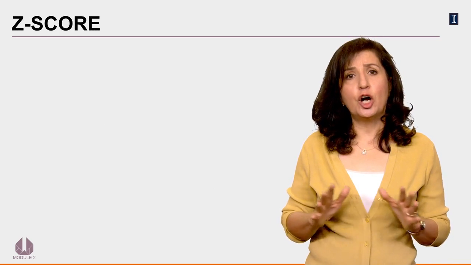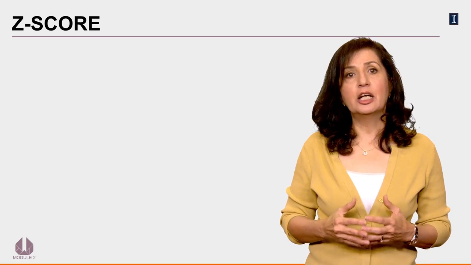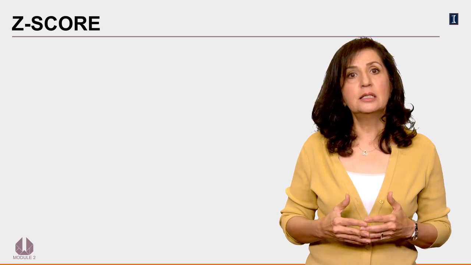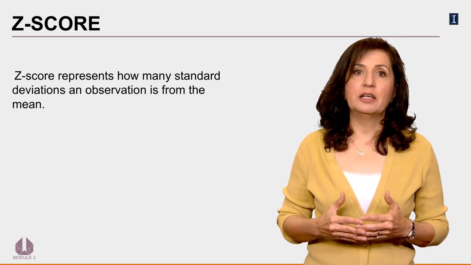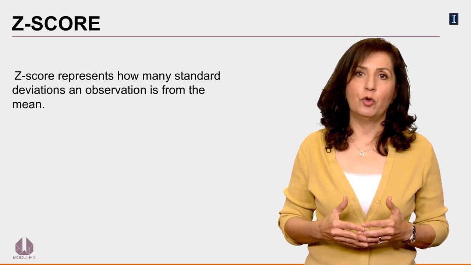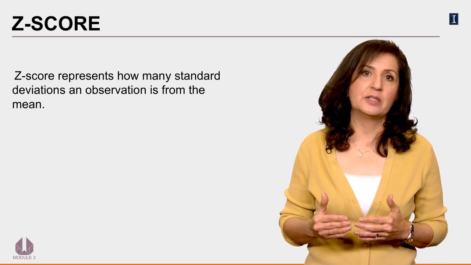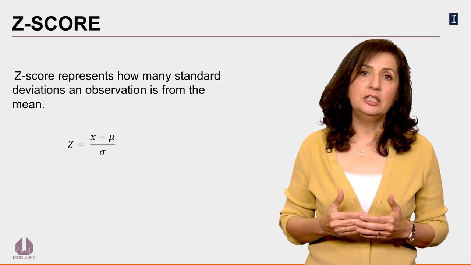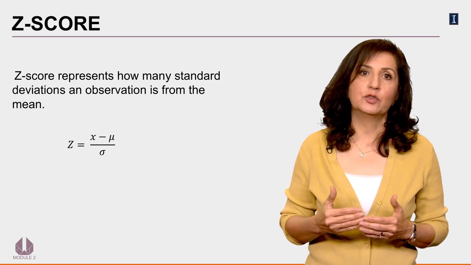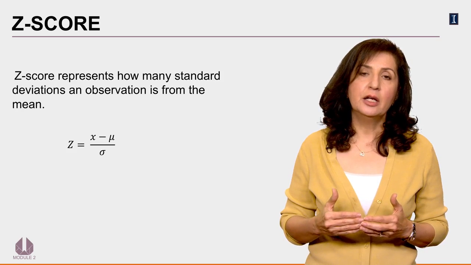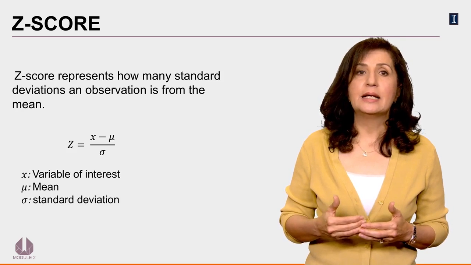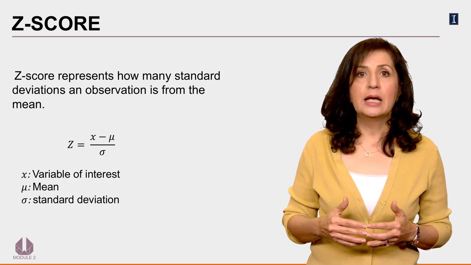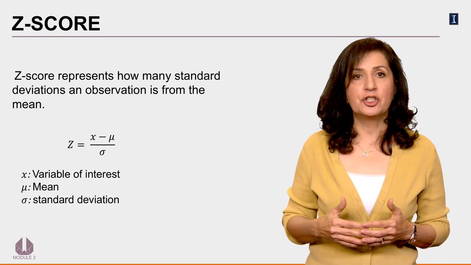When we have large sets of data, we have another way of finding the position of a specific observation. This is known as the z-score. By using the z-score, we can find the proportion of data points that are less than a specific value. The z-score is calculated using this formula. Here, x is the variable of interest, mu is the mean for the population, and sigma is the standard deviation.